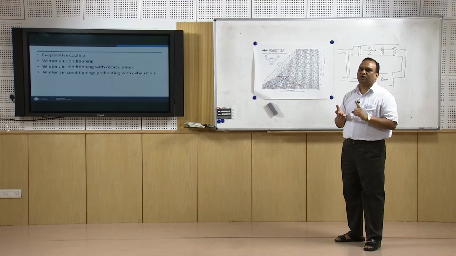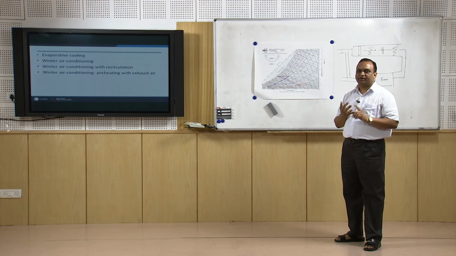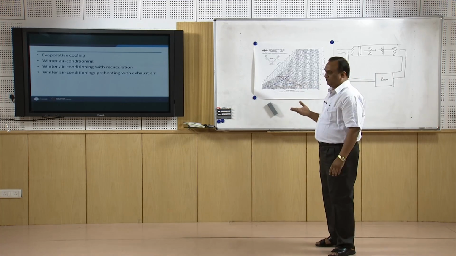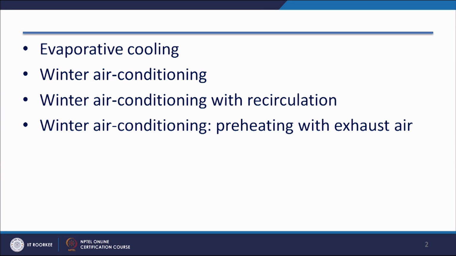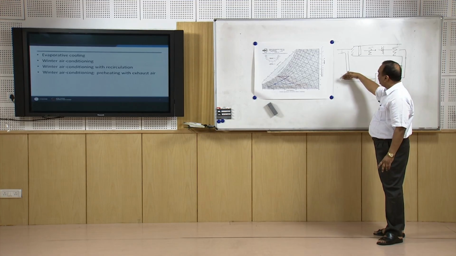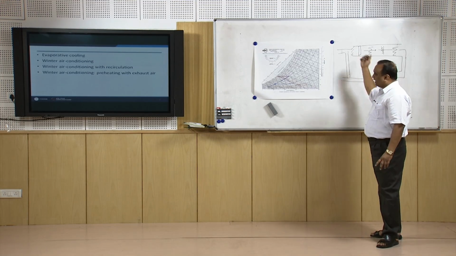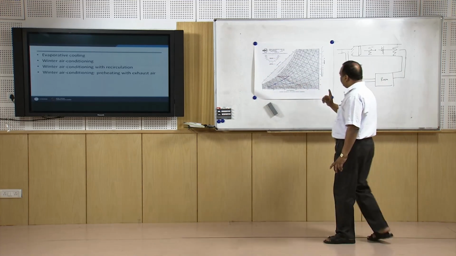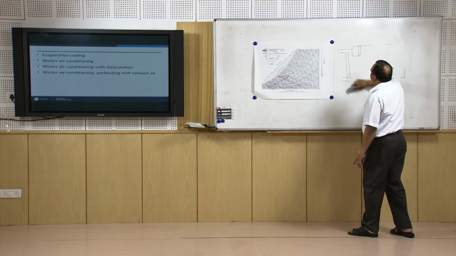We have covered the hot and dry weather, we have covered hot and dry and hot and humid weather, we have covered the winters, and we have covered the preheating of the air during winter with the exhaust, and for the summer, pre-cooling of air with the exhaust. Now, before I end these psychrometric processes, I have forgotten one process, that is chemical dehumidification.